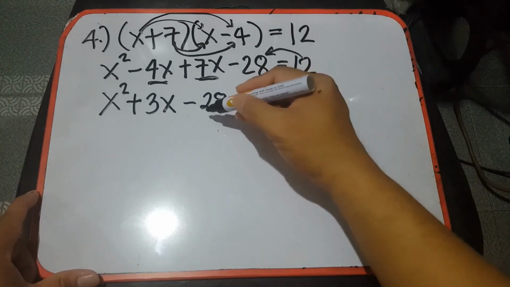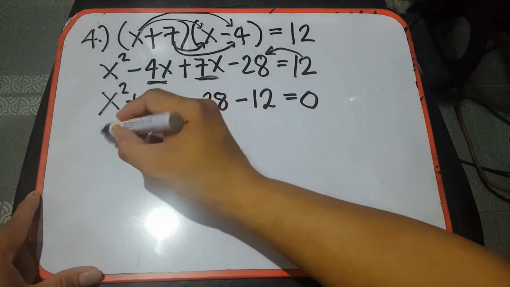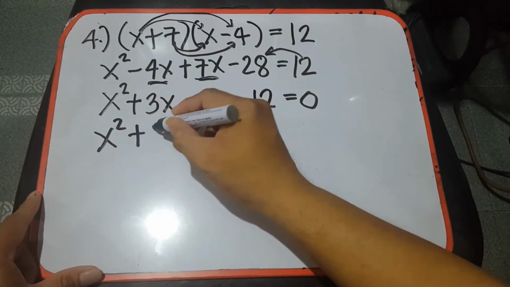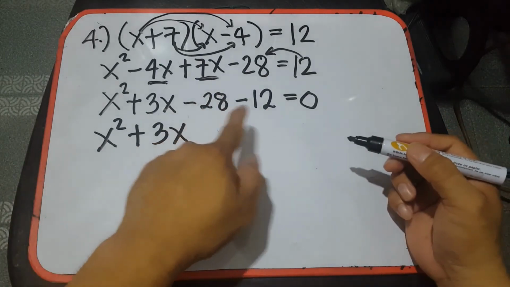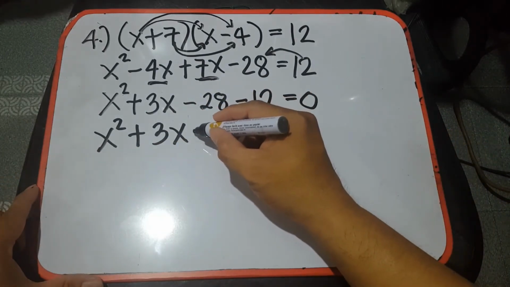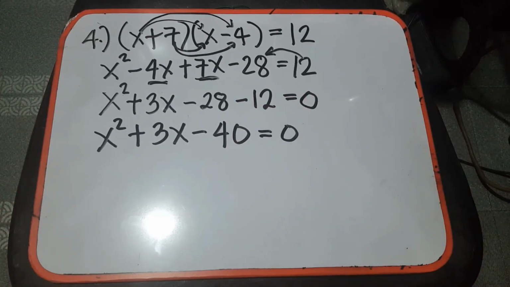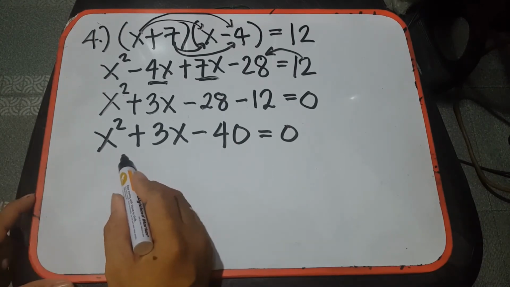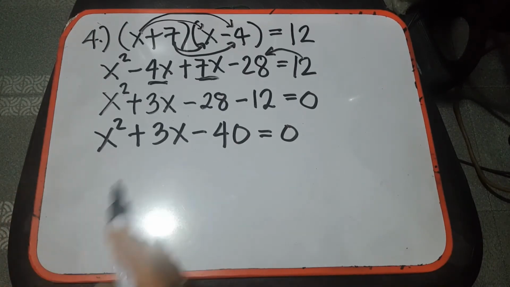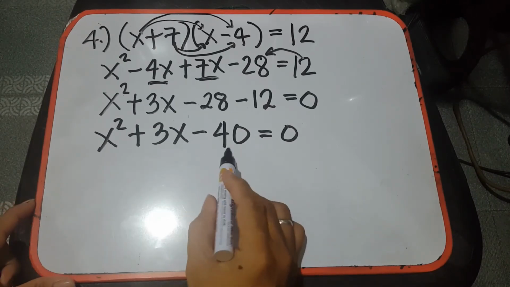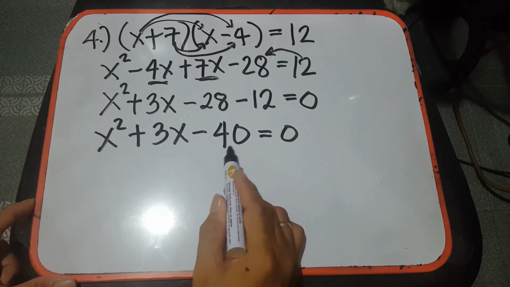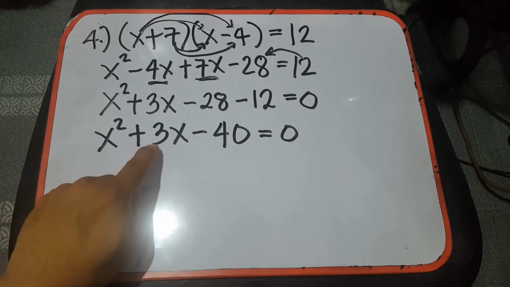Then, simplify these constants here. So, we have x squared plus 3x. Then negative 28 minus 12 is equal to negative 40. So, it will be minus 40 equal to 0. From this given, we are now going to solve it using any of the methods that we studied about quadratic equations. If we can solve it by factoring, then let's solve it by factoring. So, let's find out if there are factors of 40 that when added, the sum is 3.